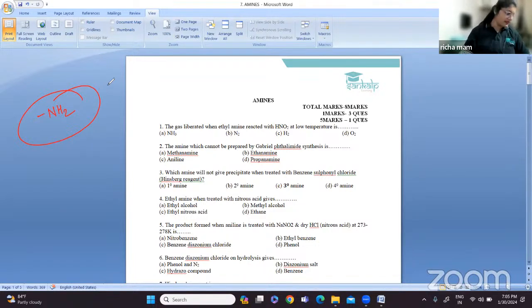So this particular chapter, amines, is for 8 marks. The total marks allotted for this chapter is 8 marks. In 8 marks, you'll be getting three 1-mark questions and one 5-mark question. So one long type of question is asked for 5 marks.